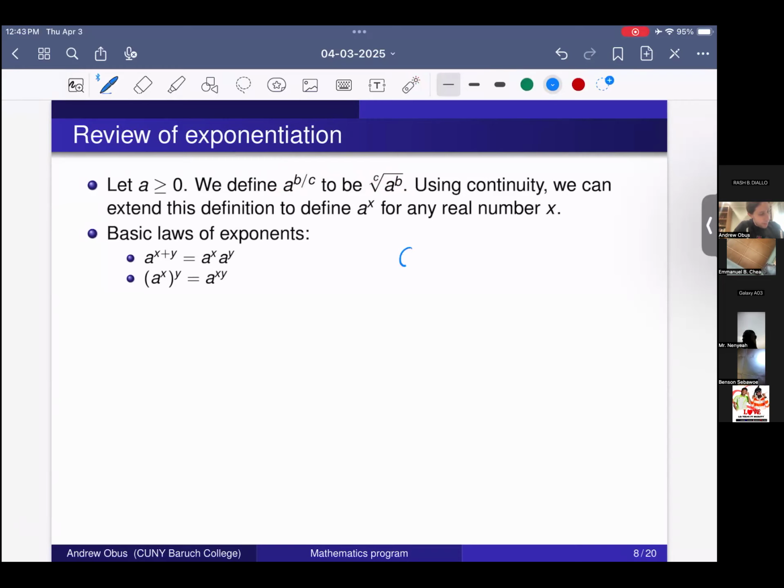So, my example here is that if I have something like 8 to the 2/3, this is equal to the cube root of 8 squared, which is equal to the cube root of 64, which is equal to 4. So 8 to the 2/3 equals 4. And so we can define exponentiation whenever we have a rational exponent like this. And using continuity, we can extend this definition to define a to the x for any real number x.